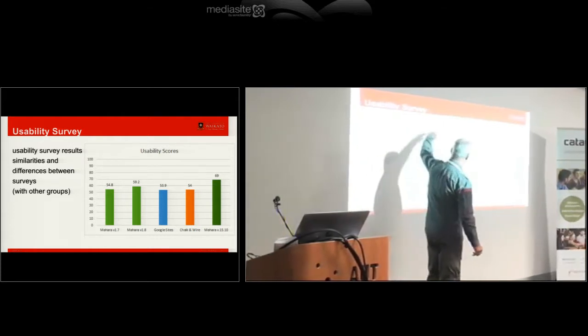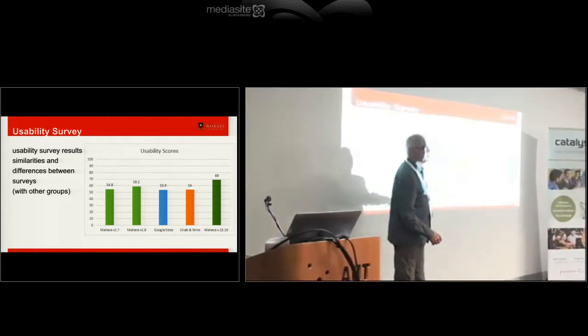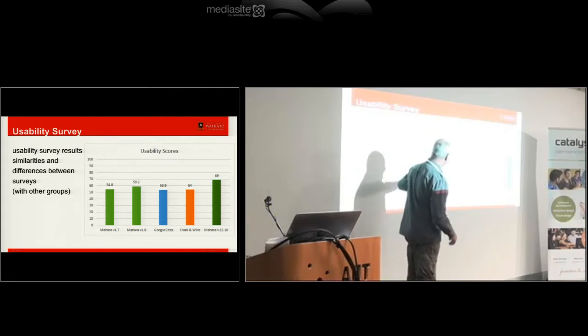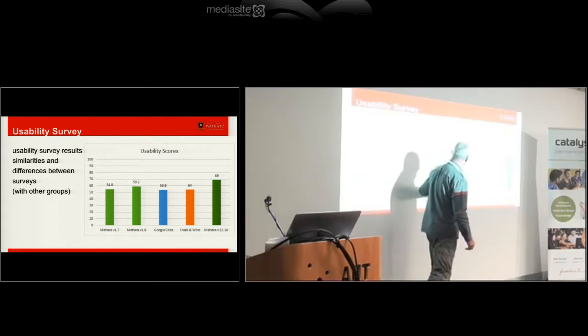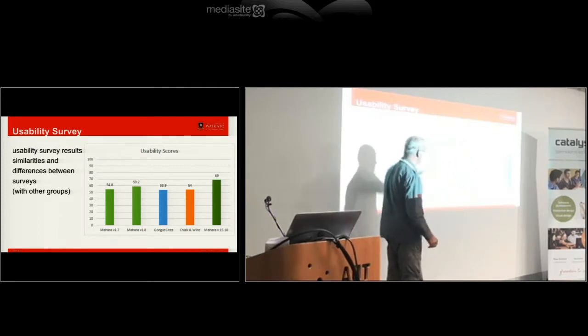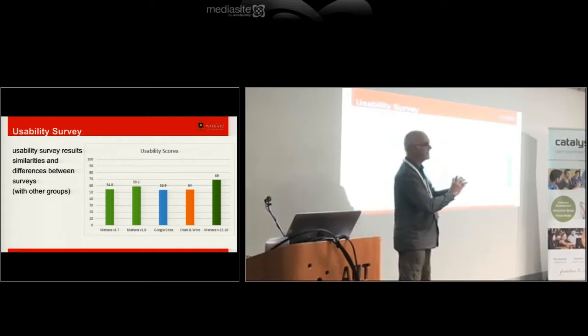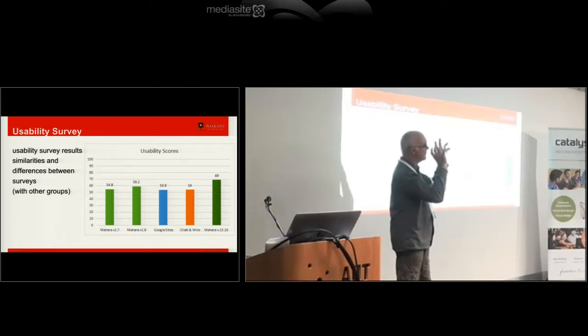The score is out of 100, but actually it's not a percentage, so you just have to be a little bit careful about that. What this means is that Mahara 1.7 and 1.8 were both groups that we surveyed within the University of Waikato, and it was pretty much a similar kind of score. It was in the middle. It was what they call the OK band. It wasn't horrible, it wasn't great.